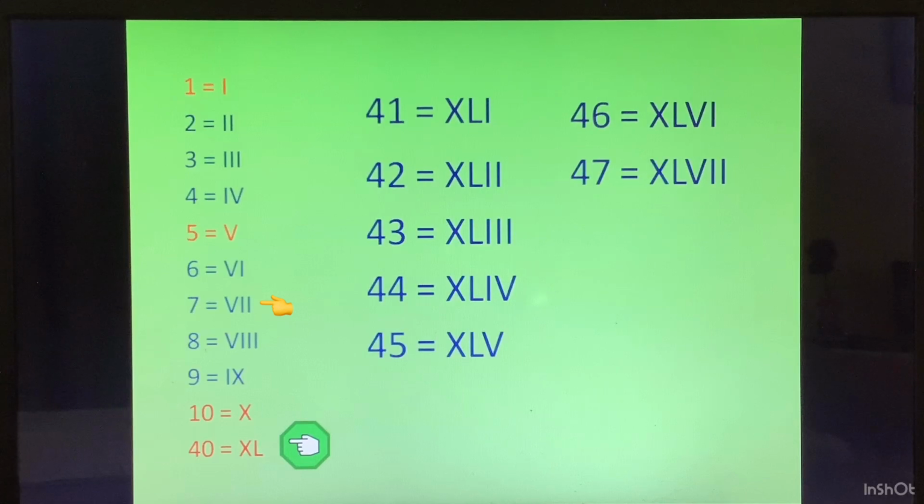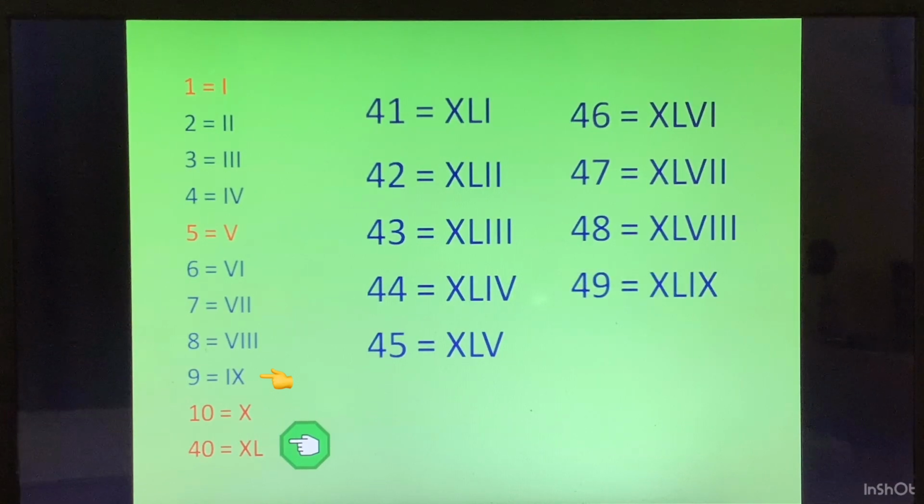47, 40 plus 7, XLVII. 48, 40 plus 8, XLVIII. 49, 40 plus 9, XLIX. 50, L. Now here if you see for the series 41 to 49, I've only added XL over here.